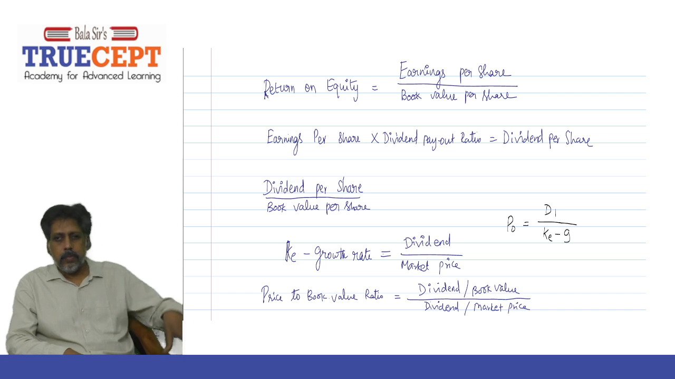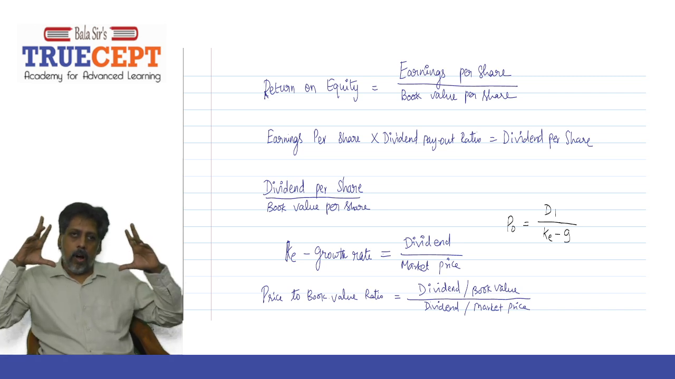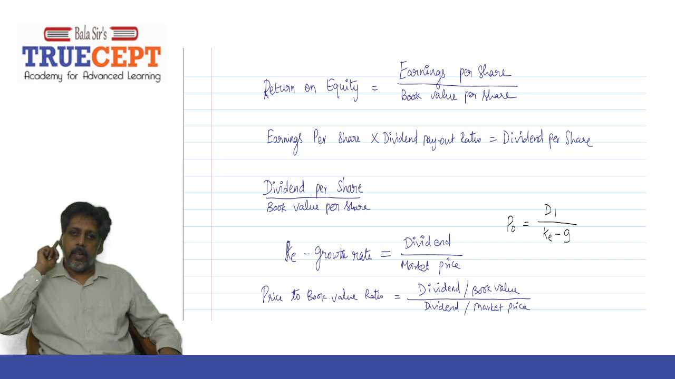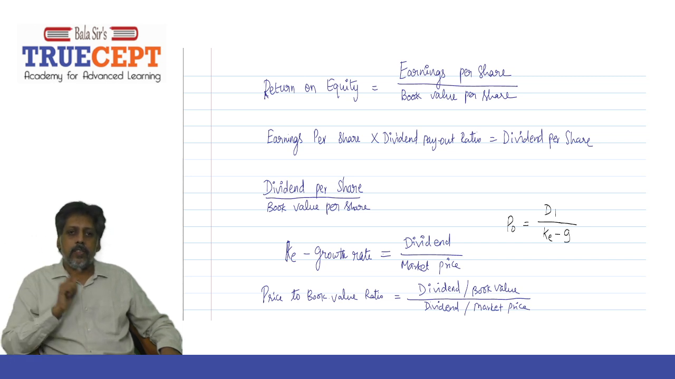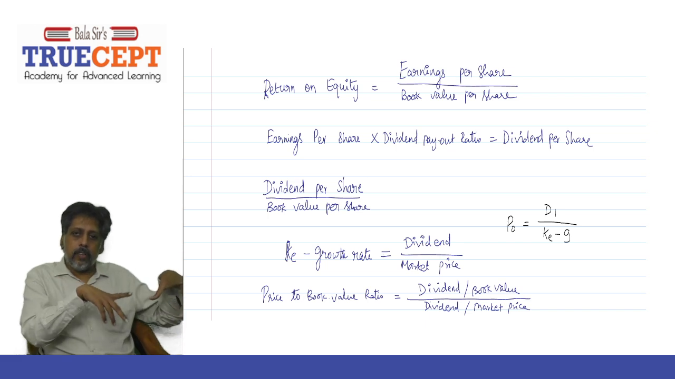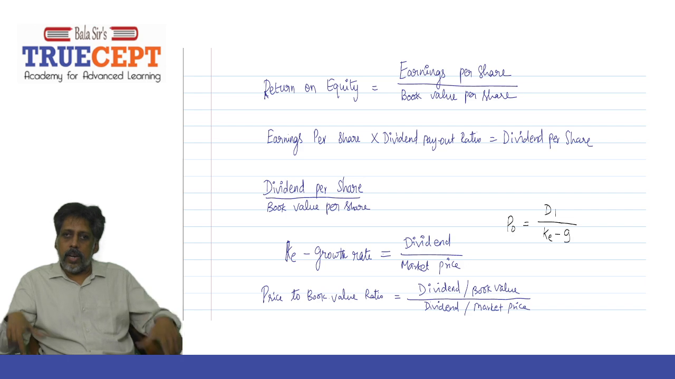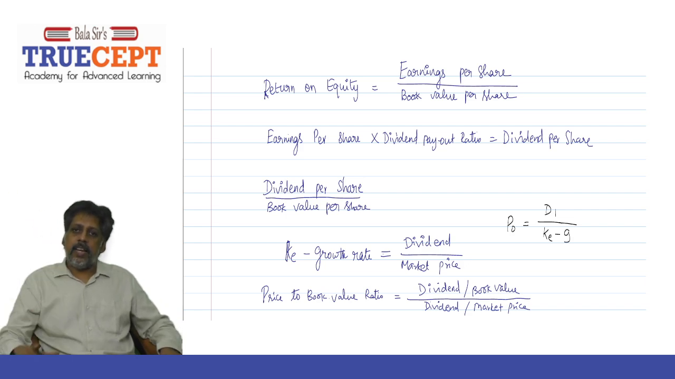Now just see. We know that cost of equity minus growth rate is nothing but dividend by P naught, by market price per share, right? Yes, sir. P naught is nothing but market price per share. So that's why we get P naught is equal to D1 by KE minus G. But here, don't bother about the dividend one. You should know that if I subtract the growth rate from the cost of equity, I get the dividend yield, nothing but dividend by market price.